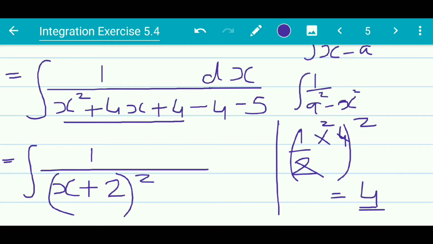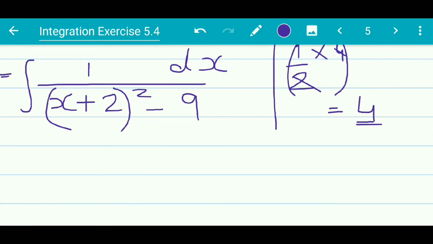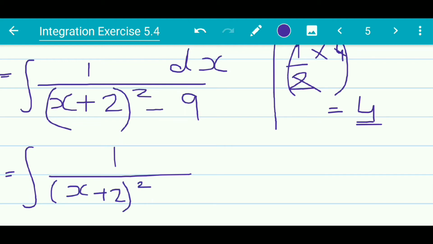Now in your mind, if you expand this x plus 2 the whole square, you are going to get x square plus 4x plus 4. Just try it and see. Then minus 4 minus 5 becomes minus 9. So thus our integral has become this now. Then going further, we get integral of 1 upon, now x plus 2 the whole square minus 9 can be written as 3 the whole square.